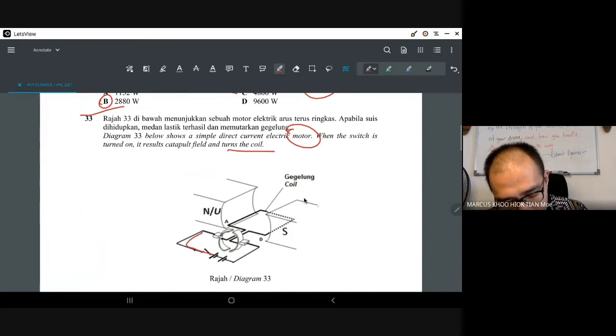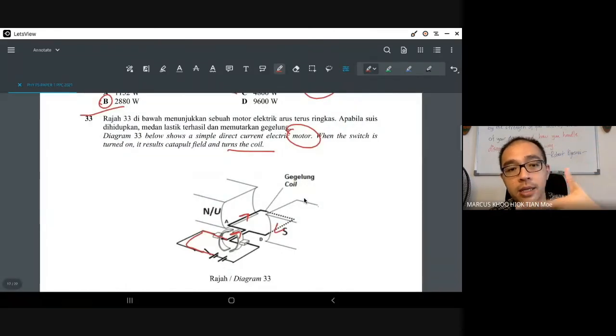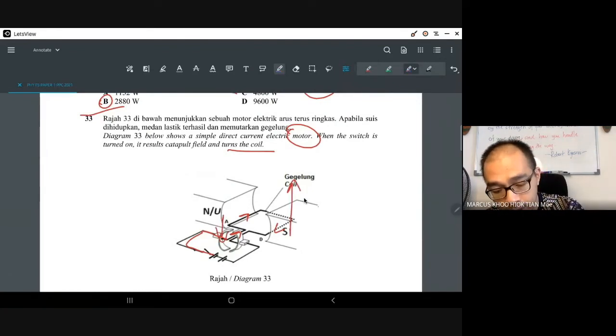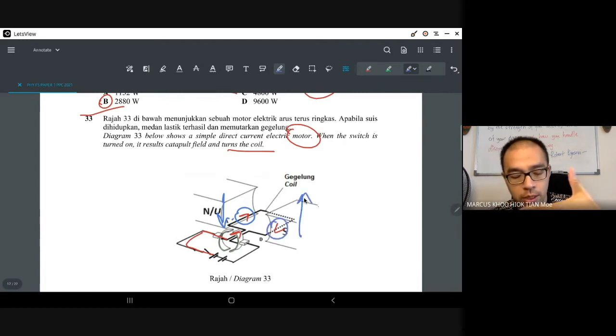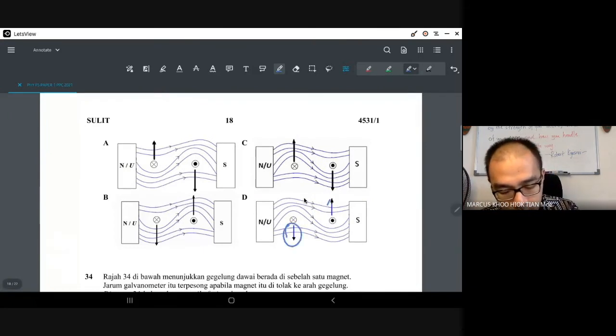So the current is flowing this way, going this way, and coming out this way. So you can determine the direction of this one. If you use the left hand, north to south is here, current is going in, you know that this one is going to go down and this side is going to go up. Okay, let me redraw this again. This side is going to go downwards and this side is going to go upwards. Hold on, let me just double check. Yeah. So the left one will go down, the right one will go up. So there's only two options, either this or this. And so this one is definitely out.